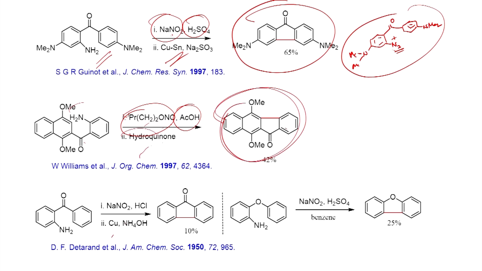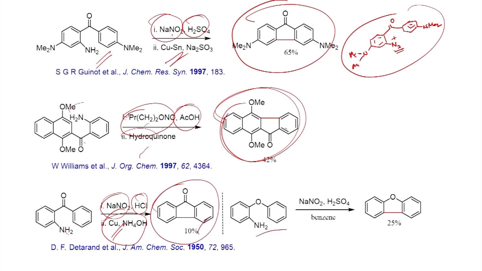The next example involves the reaction of this amine with sodium nitrite and HCl. As we have seen earlier, you can make the corresponding diazonium chloride. Once you form this one, you can use the copper. This also can reduce the diazonium salt into the radical. Once you form the radical, it can undergo intramolecular cyclization to give the product.